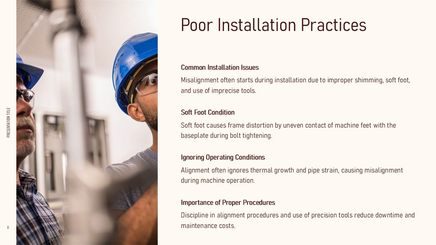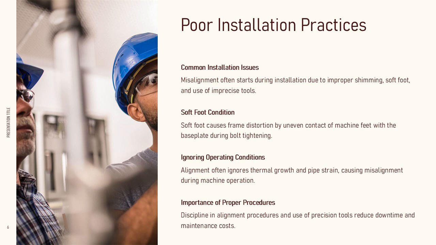Common issues include improper shimming, failure to correct soft foot conditions, and reliance on straightedges or visual alignment methods rather than precision instruments. Soft foot, where one or more machine feet do not make proper contact with the base plate, introduces frame distortion when bolts are tightened, leading to immediate misalignment. In many cases, alignment is performed without considering final operating conditions, such as thermal growth or pipe strain, resulting in acceptable alignment at rest but severe misalignment during operation.